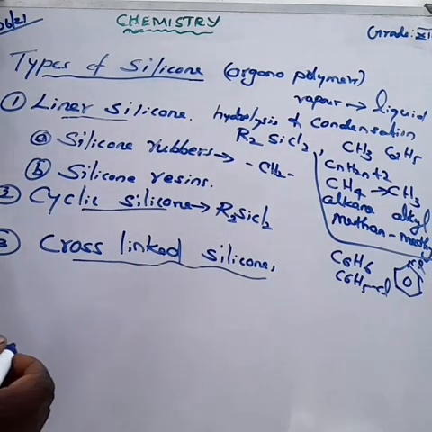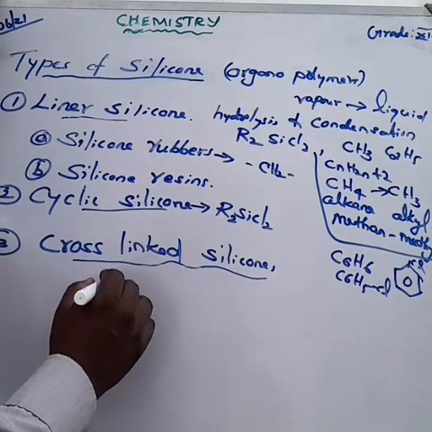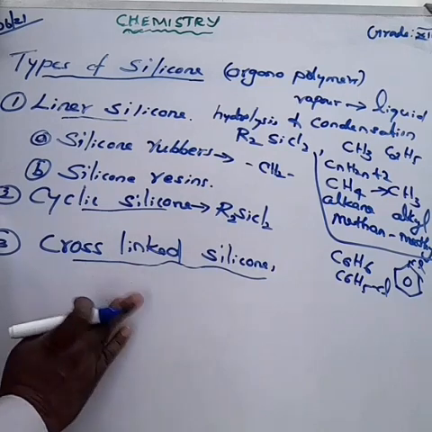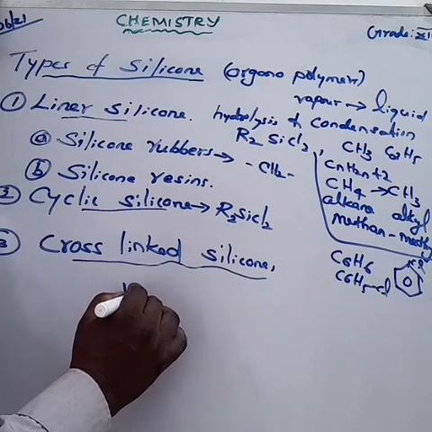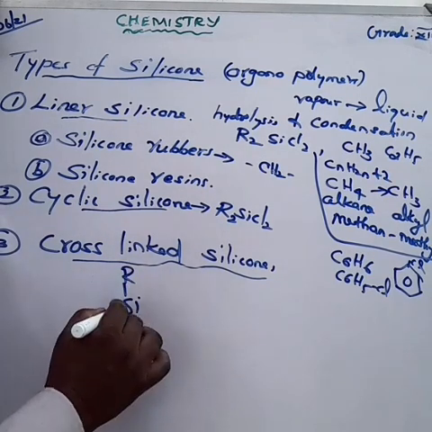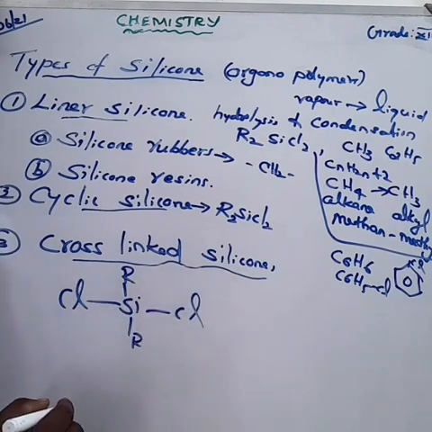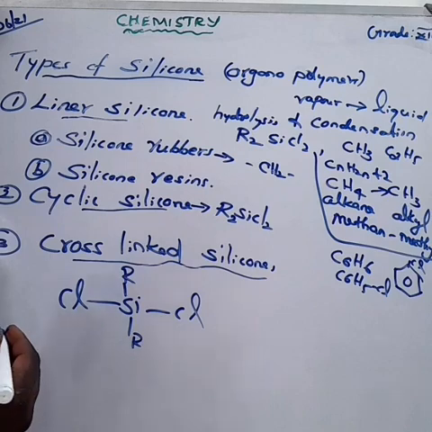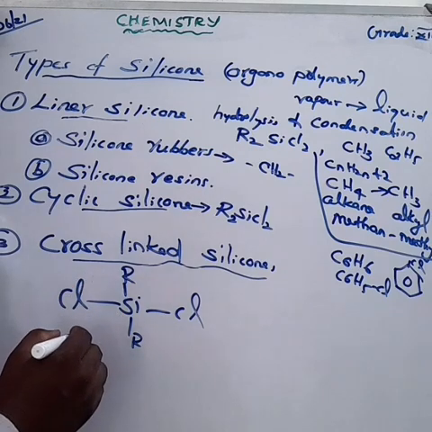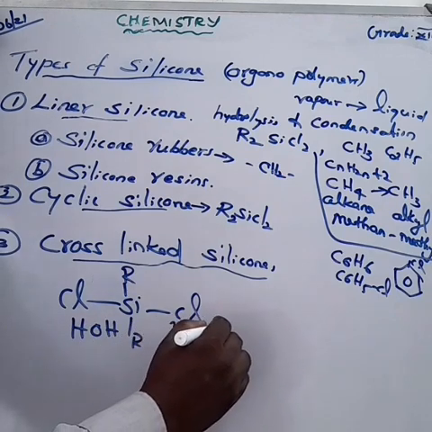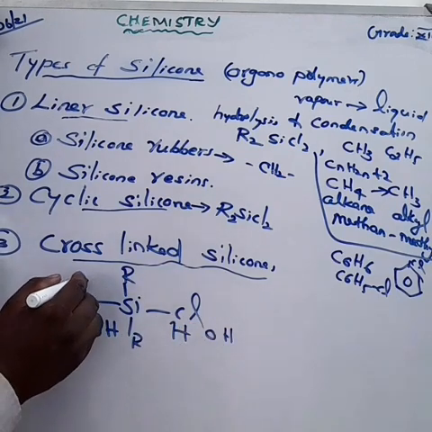How can you write the example here? Dialkyl means we are writing R2. First you have to write silicon in the center. Above we are writing R, below also R, so dialkyl. At both ends we are writing Cl. Suppose I am going to hydrolyze this product. I am adding water, taking 2 molecules of water. Water can be written as HOH, and this side also HOH.